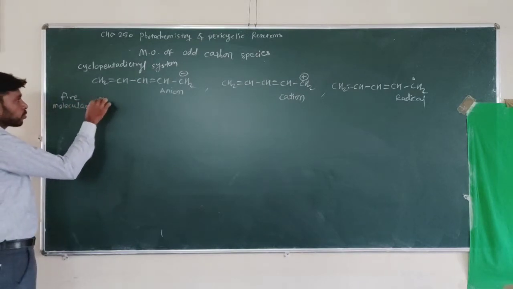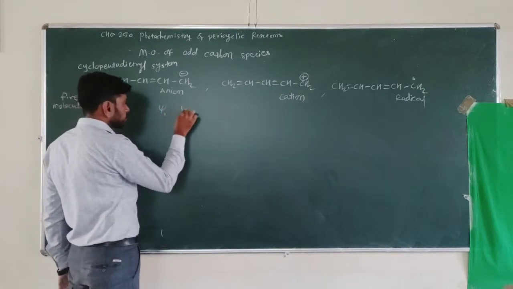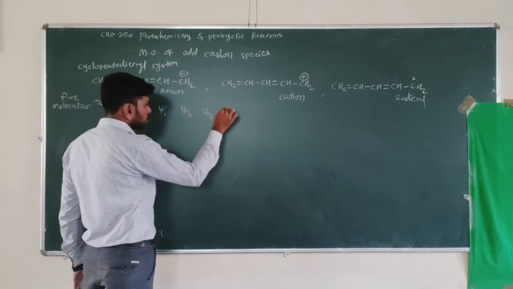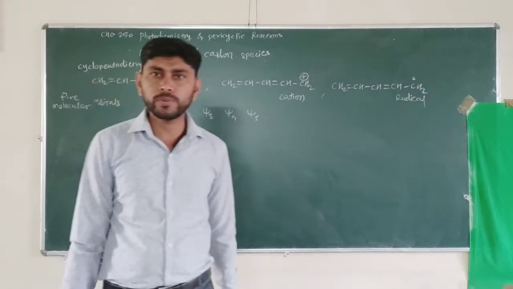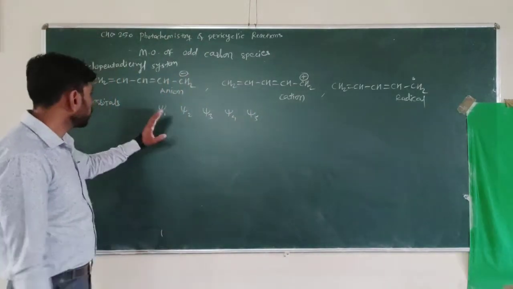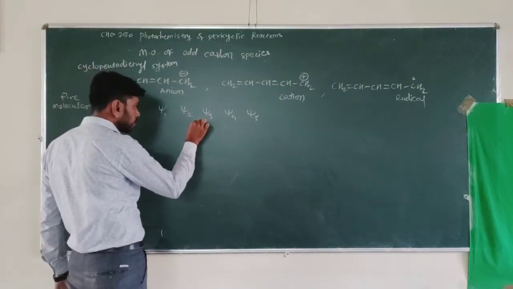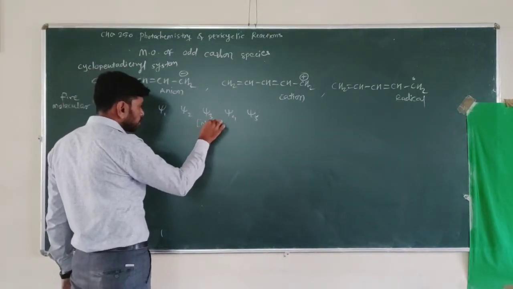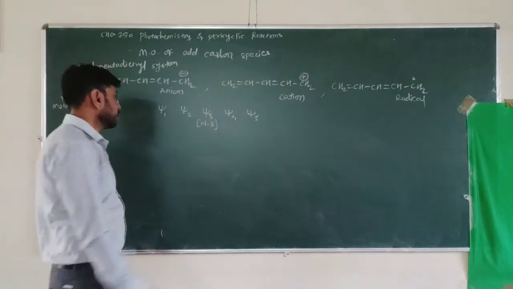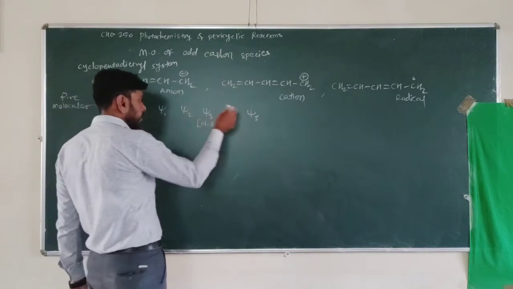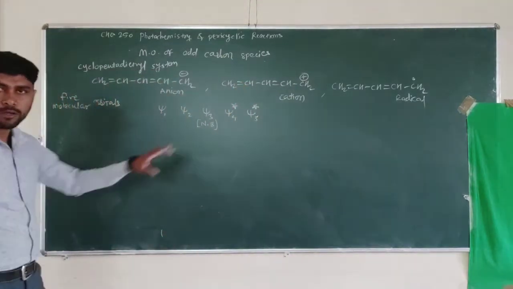So which are the 5 molecular orbitals? See, 5 molecular orbitals: Psi1, Psi2, Psi3, Psi4, Psi5. These are the 5 molecular orbitals involved in the reaction. Of these, the central one is always non-bonding. The non-bonding molecular orbital is the central orbital, Psi3, 2 are bonding, and the remaining 2 are anti-bonding.